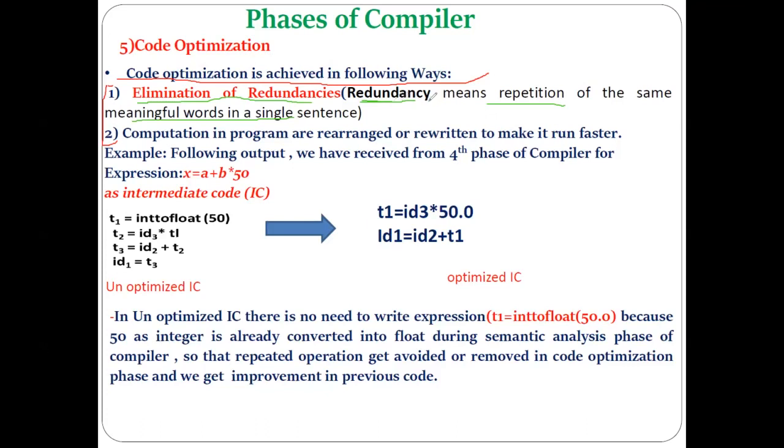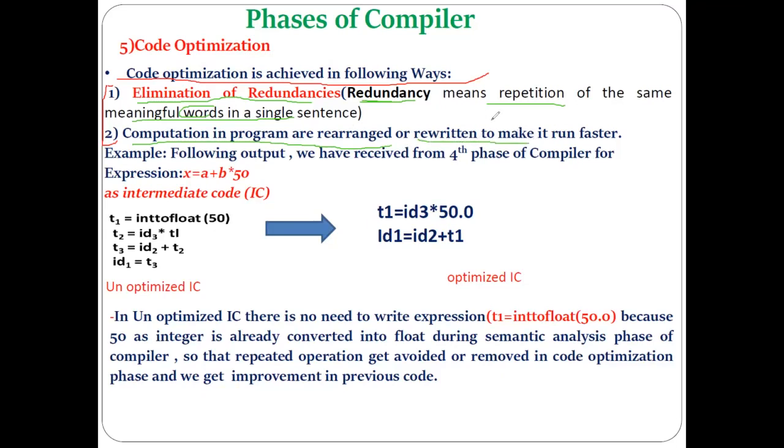Okay, so here I have mentioned redundancy means repetition of the same meaningful code in your program or in a particular program instruction. So that is considered one way, the elimination of redundancy, removing the unwanted code, the redundant or repeated code, from your program. The second important way is that computations in a program are rearranged or rewritten to make it run faster.